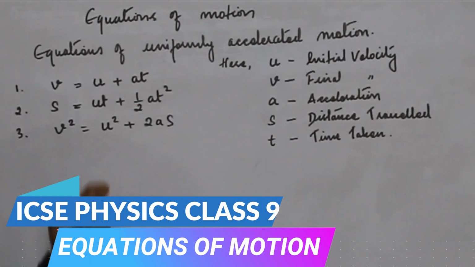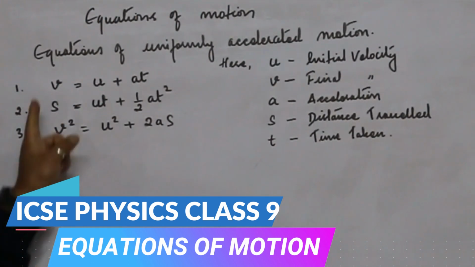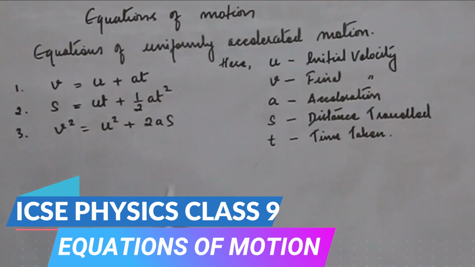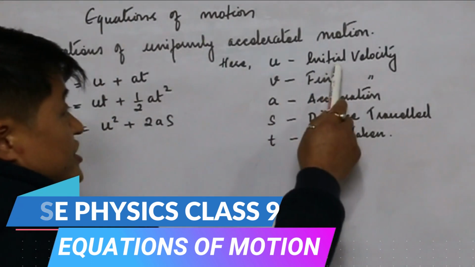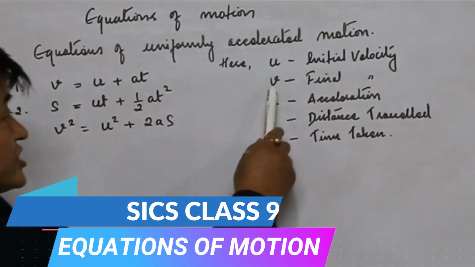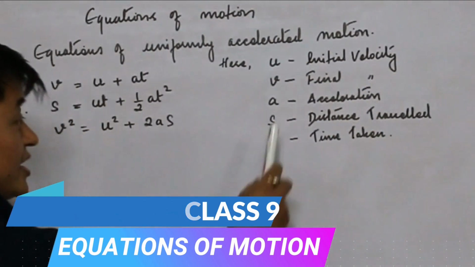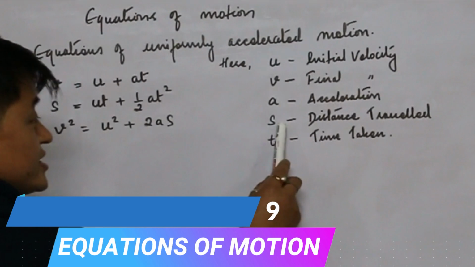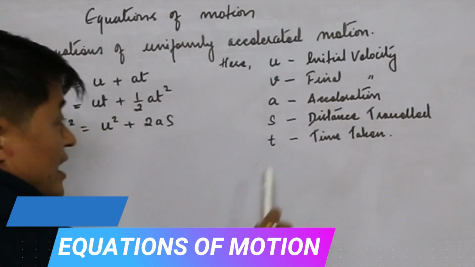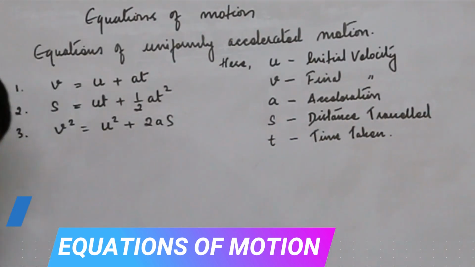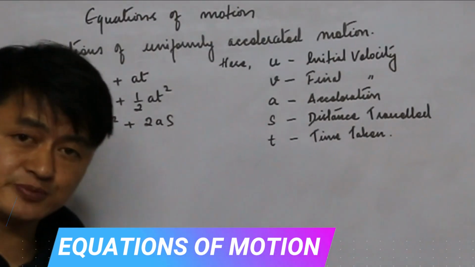And these three equations are very important. You need this in class 10 also, in the higher classes also. So you have to remember these equations. Okay. So first you have to know the terms. What is v, what is u? So I have written here, u is your initial velocity, v is your final velocity, a is your acceleration, s is your distance traveled, and t is the time taken. S we can also write as displacement.